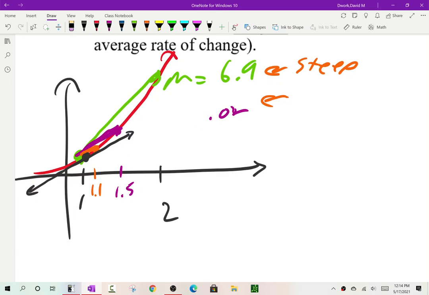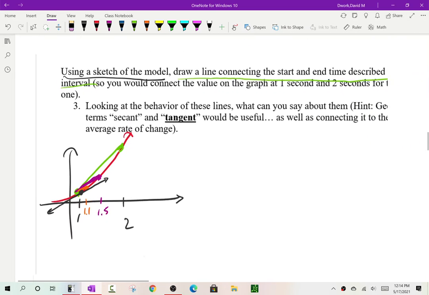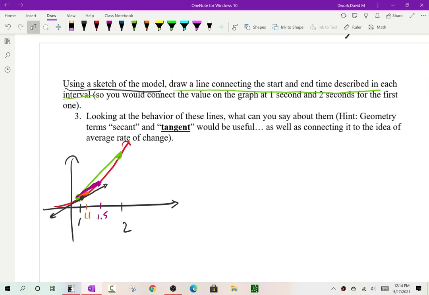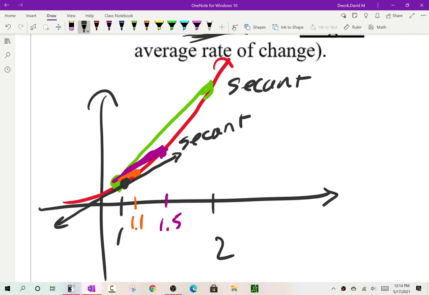Okay, so let's clear all these out of here. Let's get a little geometry vocabulary in here. Do you remember from geometry, we had what's called a secant line. A secant line was a line that was going through a shape at 2 different points, right? So the green line is secant, the purple line is secant, the orange line was even secant, even though it's a really tiny little line because the points are so close together.